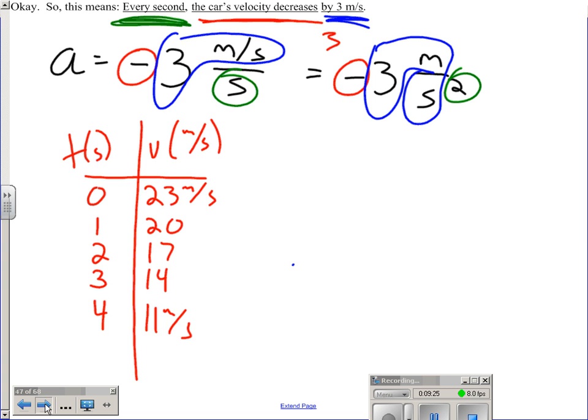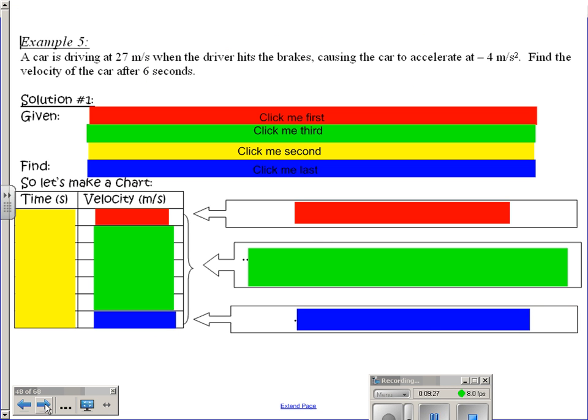All right. So here's one last example. This time, I am going to give you the acceleration. So in all of the problems we've done so far, we've been finding the acceleration. This time, I'm going to give you the acceleration. All right, and this one, I think the things actually click in the right order. So here's what we've got. A car is driving at 27 meters a second when the driver hits the brakes, causing the car to accelerate at -4 meters a second squared.